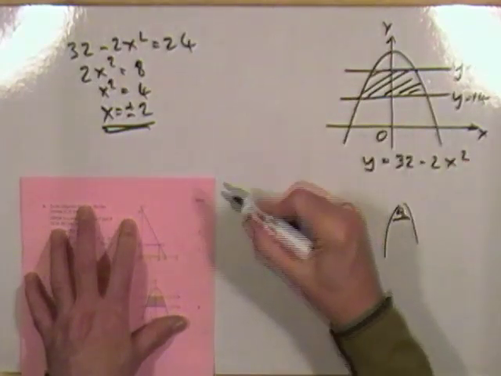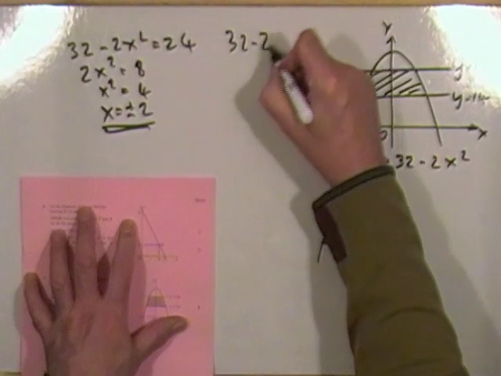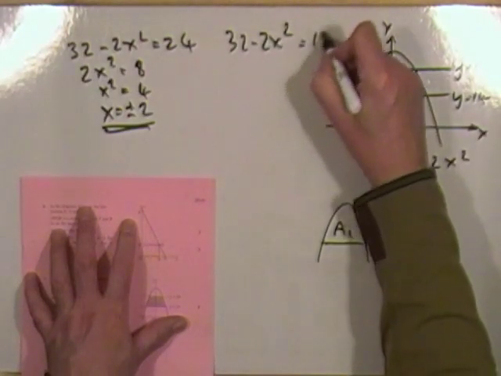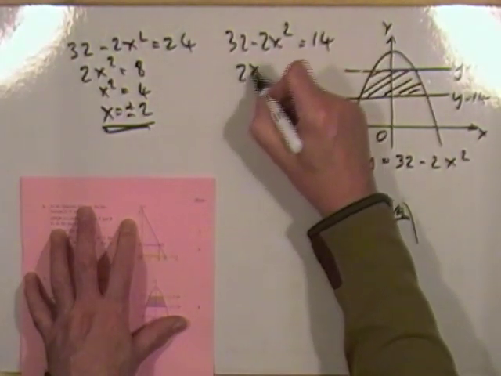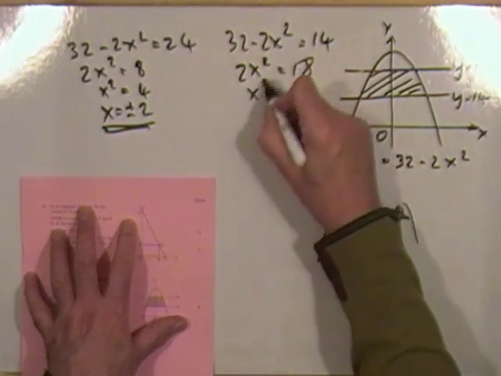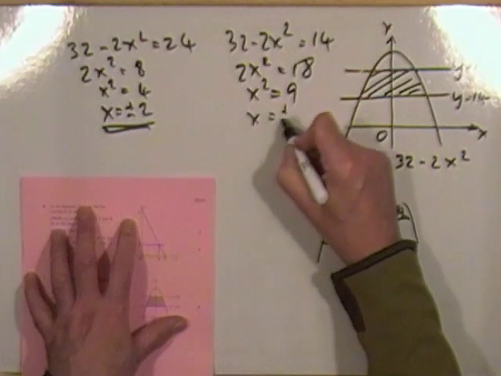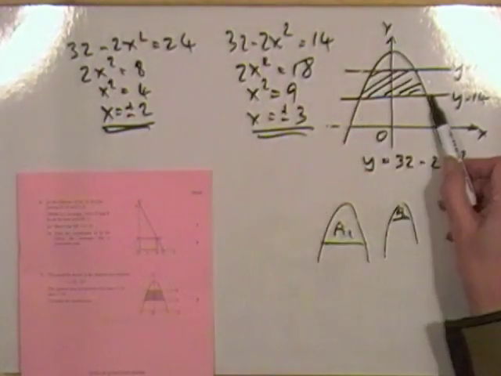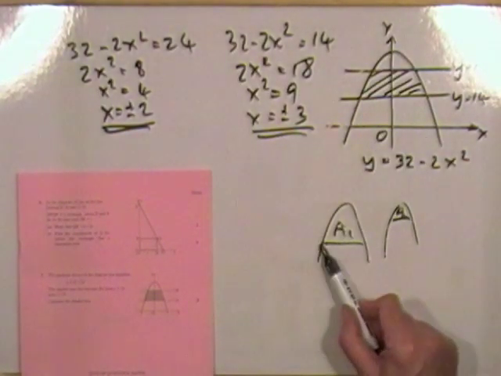Right, what about this one here? Next one, 32 minus 2x squared, I want to equal 14. Well, that means that 2x squared is going to have to equal 18. So x squared is 9, so x is plus or minus 3. So that's the limits from this. So the big one's going from negative 3 to 3.